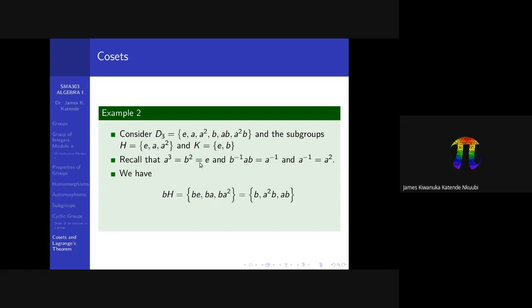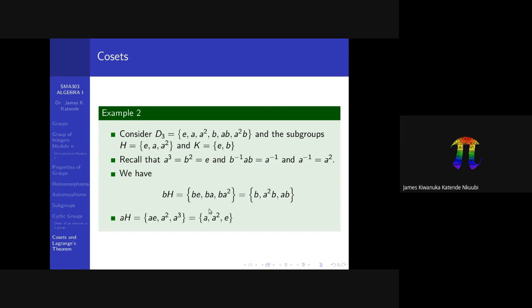Using these defining relations, it's possible to simplify these so that they look like the elements in this set. So BE is the same as B. BA, I think, should be the same as A squared B. Is that correct? Yes. And BA squared should be the same as AB. Or is it in that order? I can't remember, just check that. But eventually you will get these three elements.